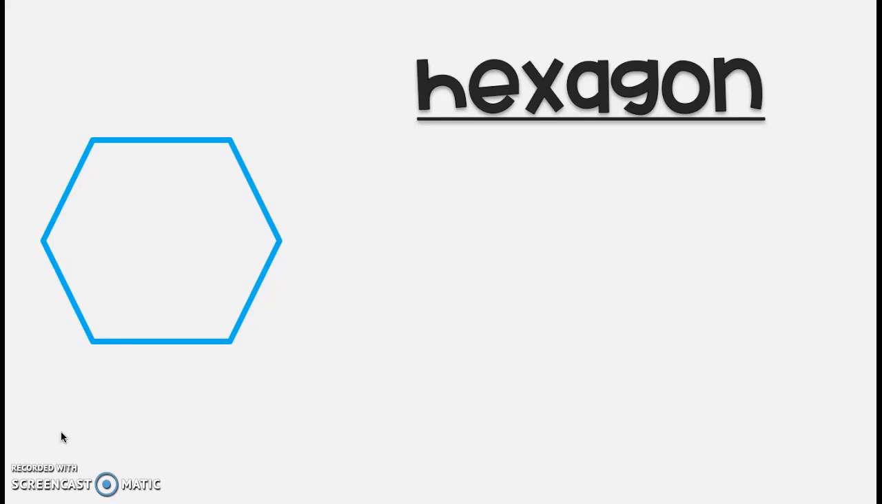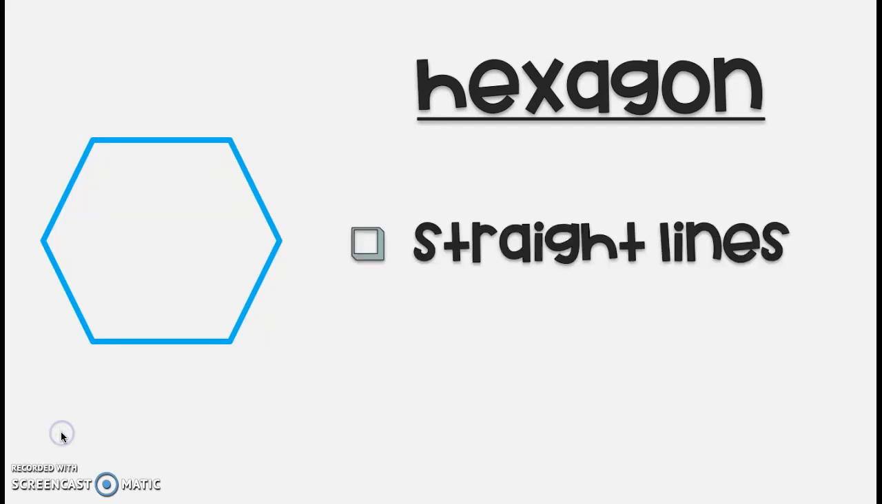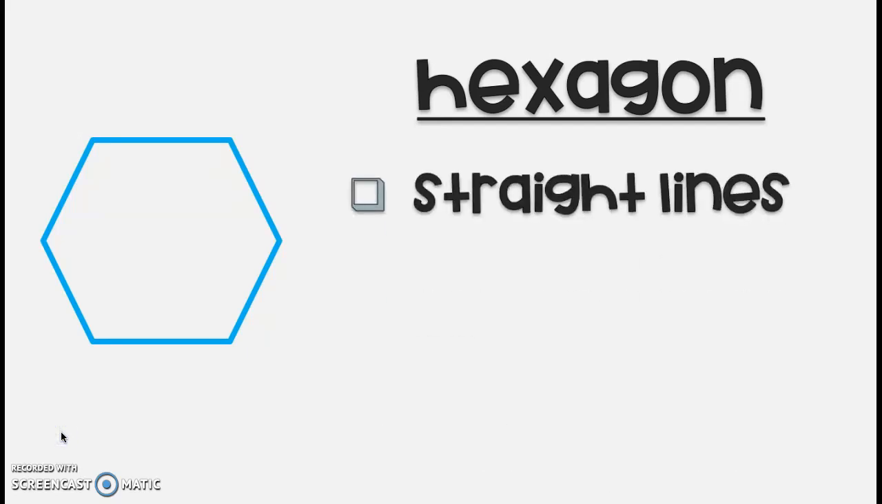Now, a hexagon has what kind of sides? Are they straight or are they curvy? Got that right. They're straight lines. Perfect. Let's go ahead and count all of the sides and see how many there are. 1, 2, 3, 4, 5, 6. Good. Every hexagon has 6 sides.